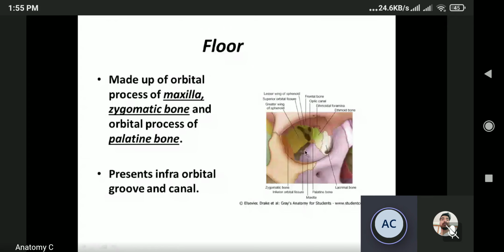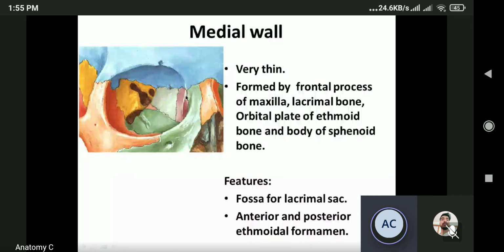So medial wall. The medial wall is very thin. This will be asked in the third year also, in the department of ENT while you study this. That time also they will ask about this medial wall of the orbit. So it is very thin. It is formed by the frontal process of maxilla. Look at here. This is the frontal process of maxilla.